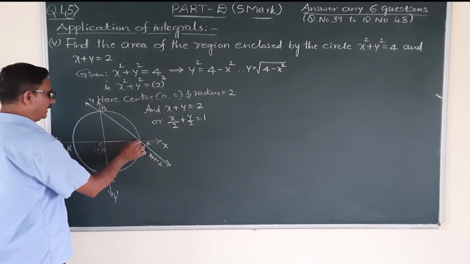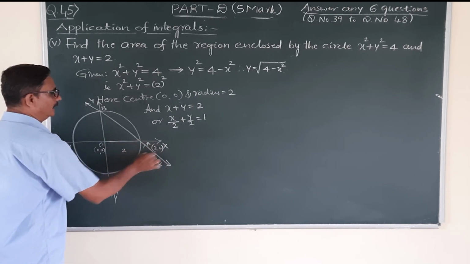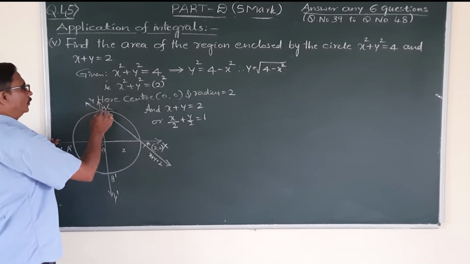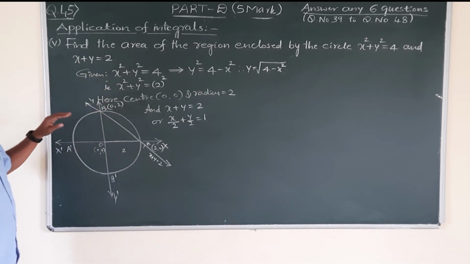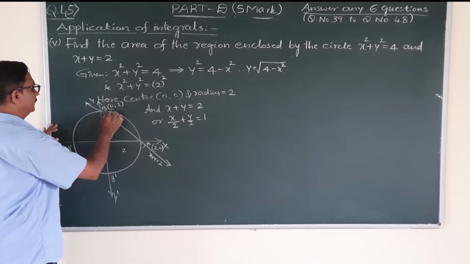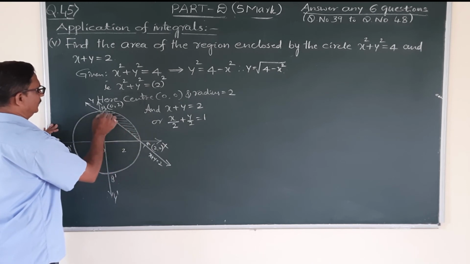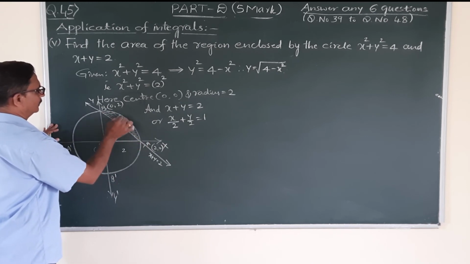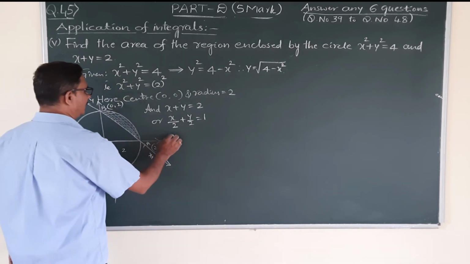So OA is the radius, and that radius lies on the x axis. The coordinates of point A are (2, 0), whereas the coordinates of point B are (0, 2). Now the question: find the area of the region enclosed by the circle and the line. The shaded portion is the area. You have to calculate that shaded portion. So how to solve this?